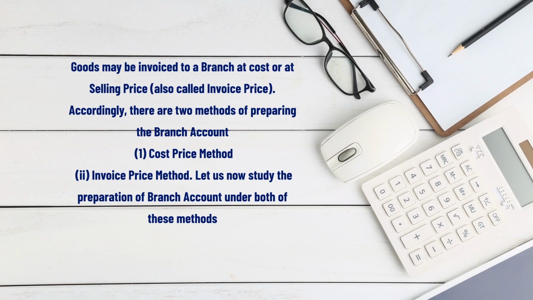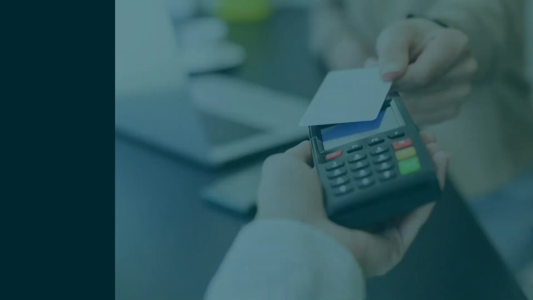When goods are invoiced at cost price, what will be the method of preparing the branch account, and if goods are invoiced at selling price, what will be the method? Here the first one is the cost price method and the second one is the invoice price method. Let us now study the preparation of the branch account under both these methods.